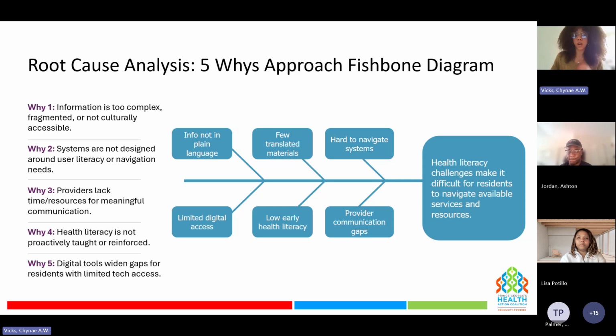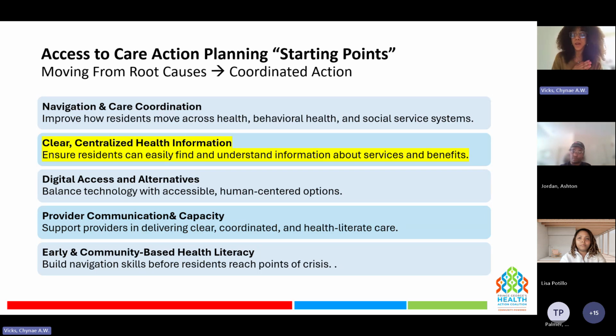So, we used these root causes last month to determine where our action plan brainstorming should begin. And so that's where we identified our starting points. If you remember, we had some conversations around these starting points and we polled the group, and overwhelmingly 91% of the group voted to start our goal drafting and our strategy development focusing on efforts around clear, centralized health information, specifically how to ensure residents can easily find and understand health information about services and benefits that we provide here in the county. Now, while 91% of us voted on that health information, it is worth noting that the remaining 9% of the votes were all unanimous in that they identified navigation and care coordination.